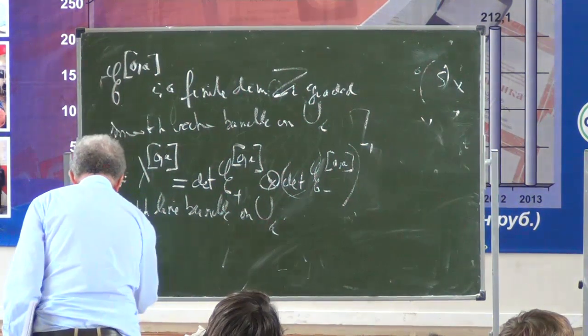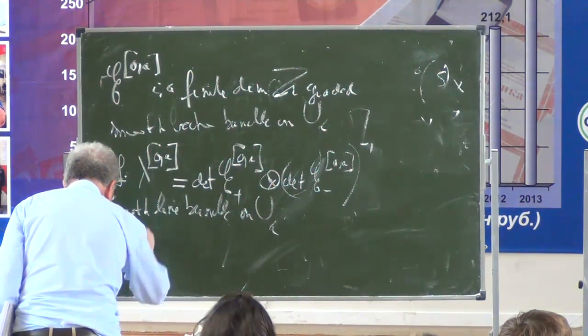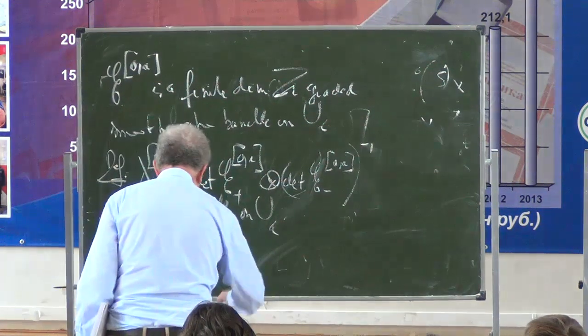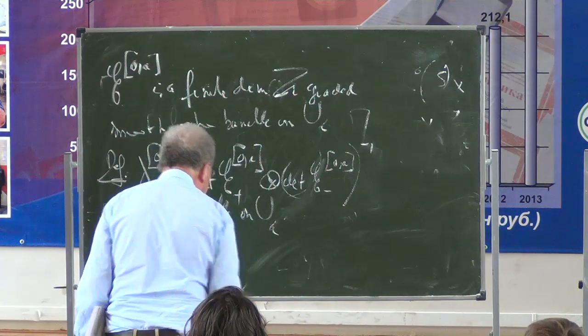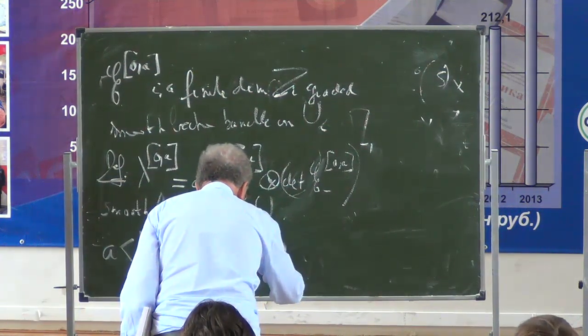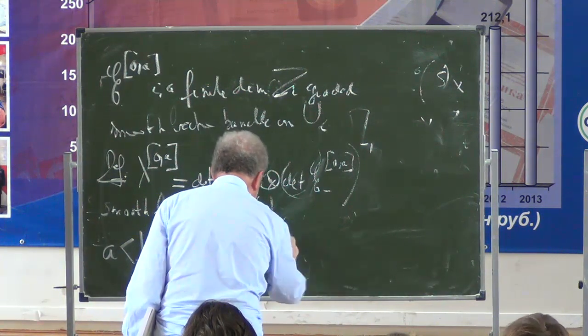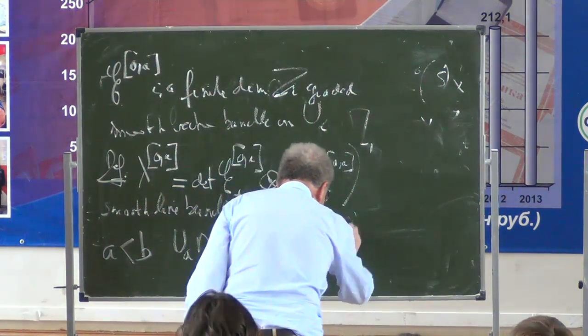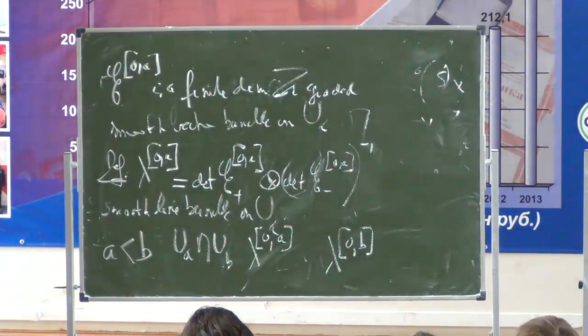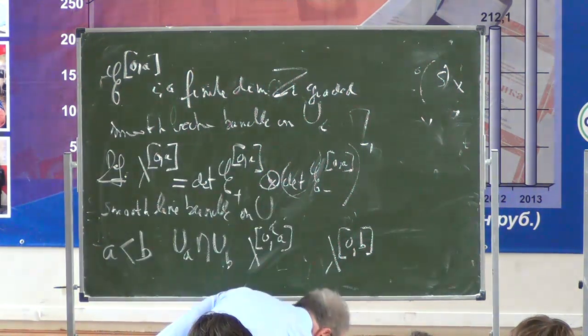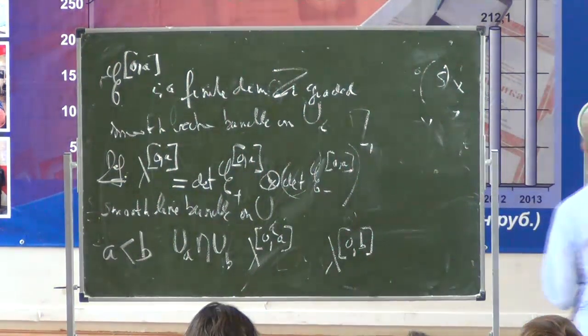So let me look at A smaller than B, and I'm working on UA intersected with UB, so I have the line bundles lambda 0A, lambda 0B, and let me identify these two lines. I will now glue these two lines together on UA intersected with UB. So let me explain how to do this.